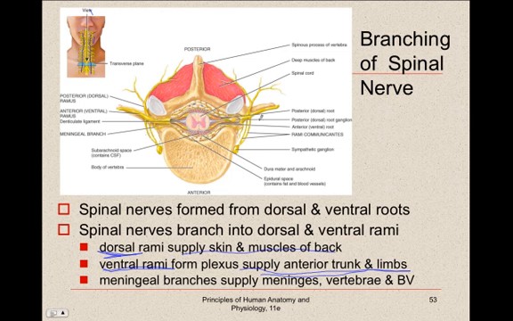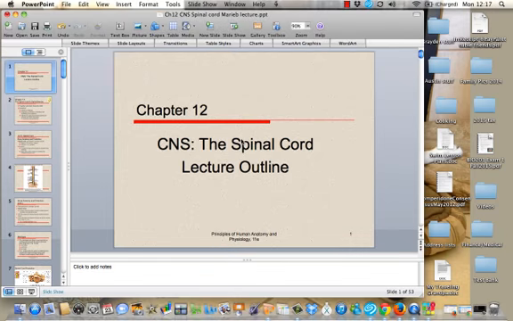And then they don't have on here the ramus communicantes, which is more important that you know than, for me, the meningeal branches, because we don't talk about the meningeal branches so much in lab. But we do talk about the ramus communicantes, and those are these branches here that are communicating with the sympathetic trunk. And again, this will make more sense when we get into the autonomic nervous system, but it's important to remember for when we get there.